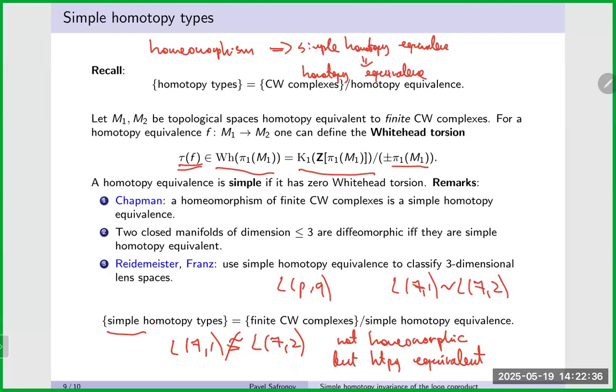And yes, there's some explicit algebraic formula in terms of P and Q for when two lens spaces are homotopy equivalent.